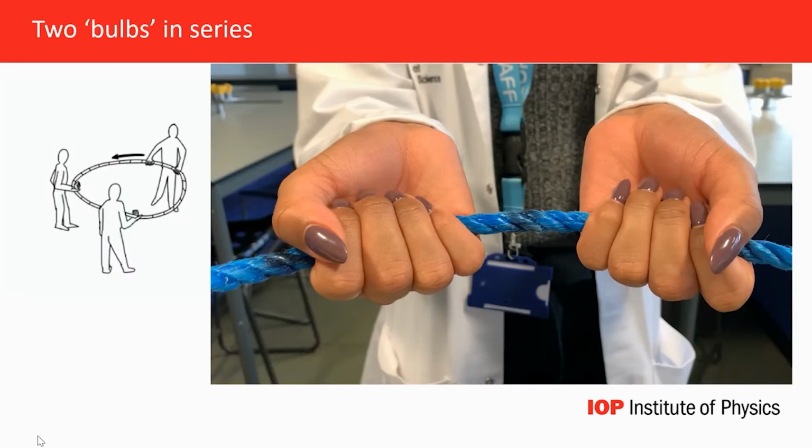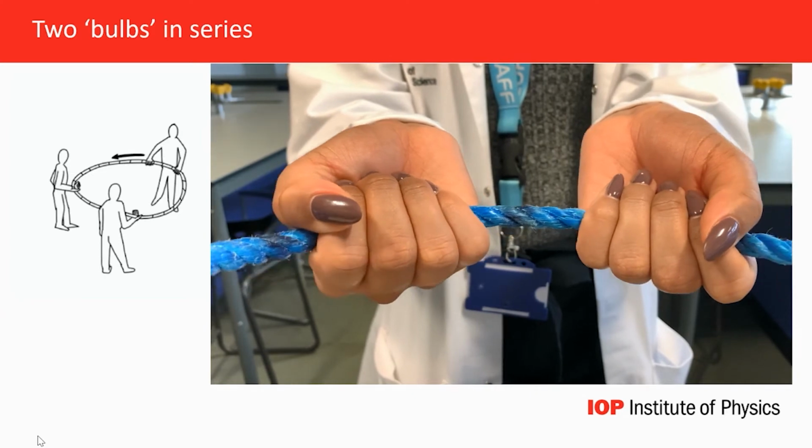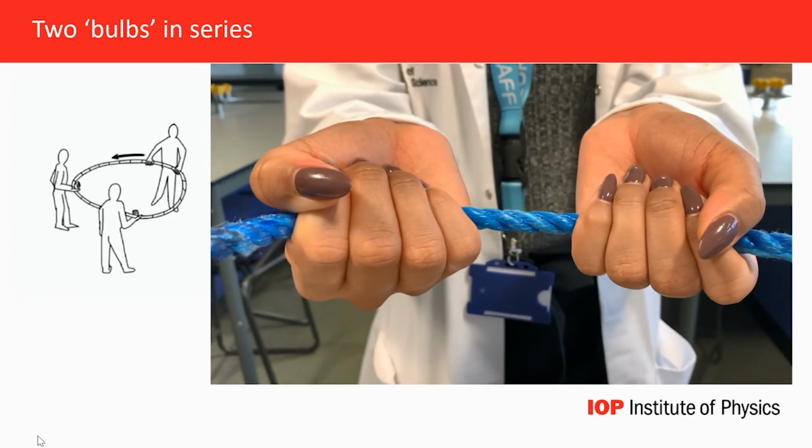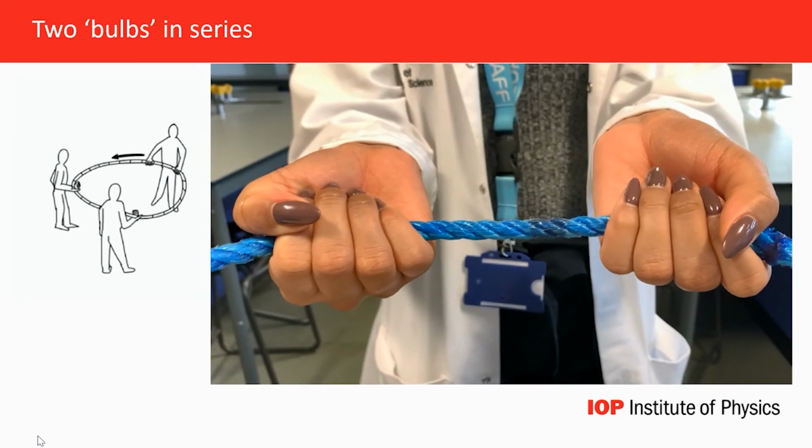Here, a second hand is used to represent 2 bulbs in series. Again, the rope is gripped lightly by each hand. Now, as the battery makes the rope circulate, the rate of flow of the rope will decrease compared to when there was only 1 bulb. In a circuit, this represents a lowered current due to an increase in resistance.